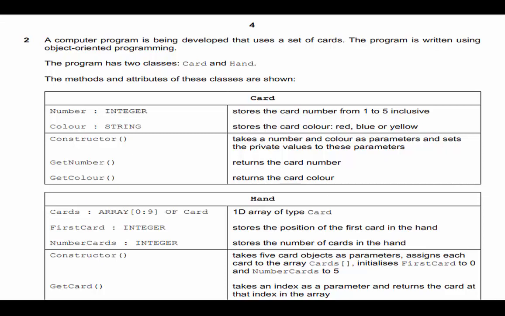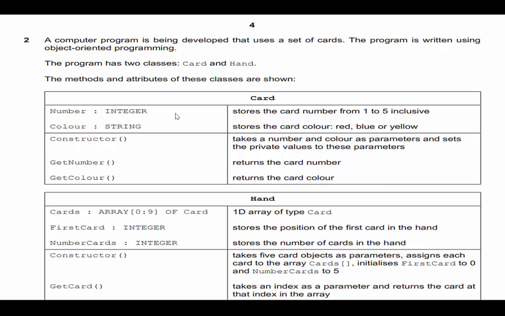A computer program is being developed that uses a set of cards. The program is written using object-oriented programming. The program has two classes, card and hand. The methods and attributes of these classes are shown. So we have card with two attributes, number and color. Number is an integer. It's going to store the card number from 1 to 5 inclusive. So that means we're going to include number 1 on the low end, number 5 on the high end. Color is going to be a string, stores the card color, red, blue, or yellow.